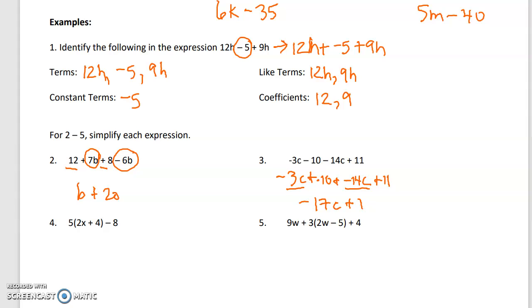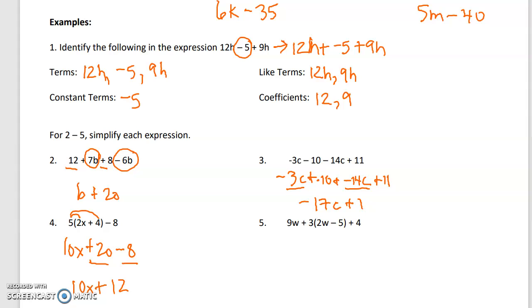For question 4, we're going to start with distributing our 5. 5 times 2x is 10x. 5 times 4 is 20. And bring down our minus 8. Now sometimes you have to be careful here. This is a positive 20 and it's a minus 8, so it is okay to just go ahead and make that 12. We want to be careful here because if this were negative, if that was a negative 20, we wouldn't bring that down as a minus 12. And we will do a problem like that in class when we're all together.